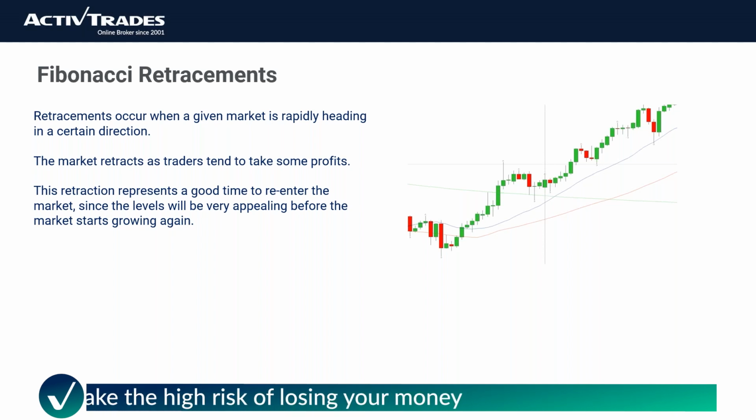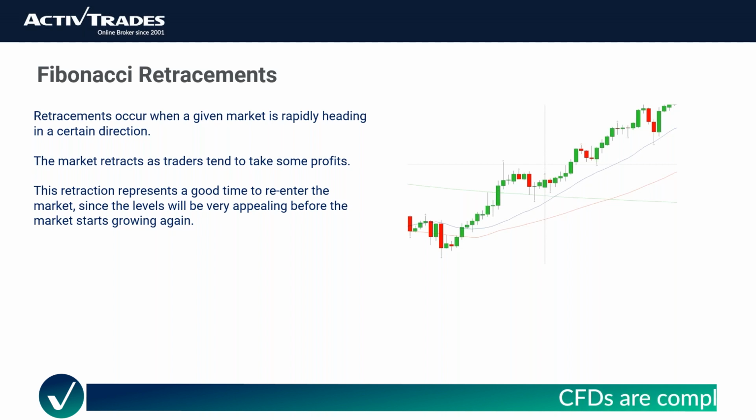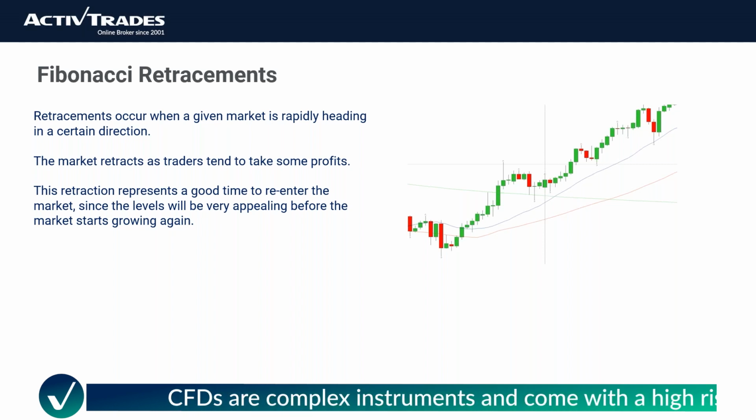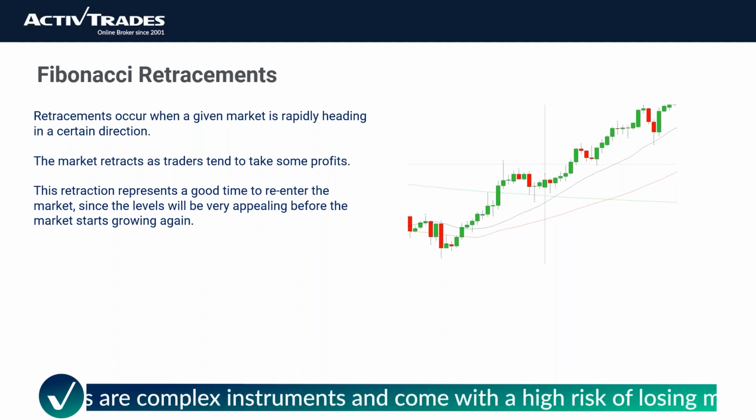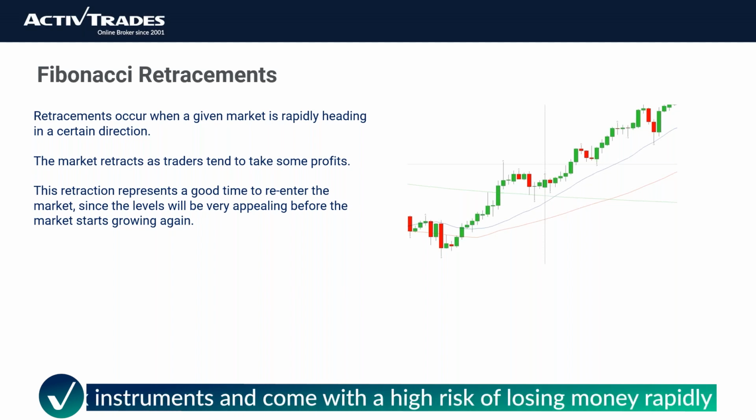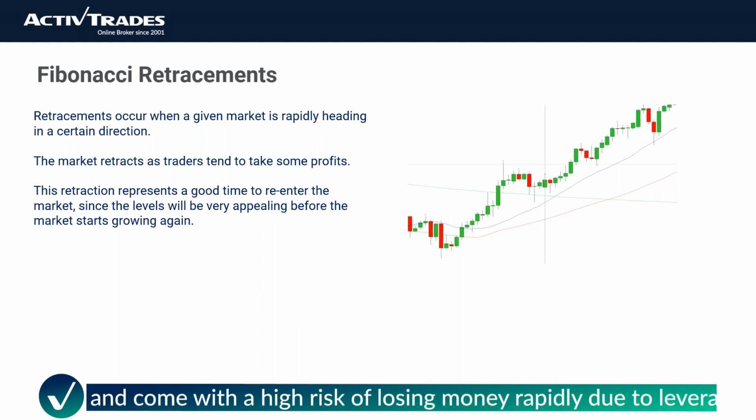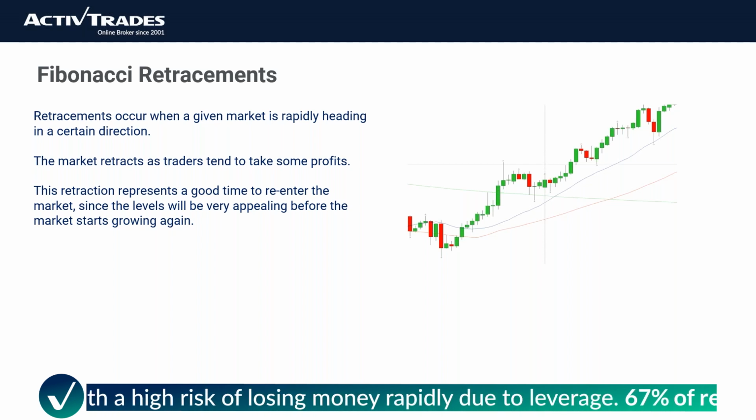So, the first thing we'll look at are Fibonacci retracements. Now, most of you will have watched charts, okay? You'll have seen moves and realized that retracements occur when a given market is rapidly heading in a certain direction, and the market reacts as traders tend to take some profits. And it is that retracement that represents a good time to re-enter the market.